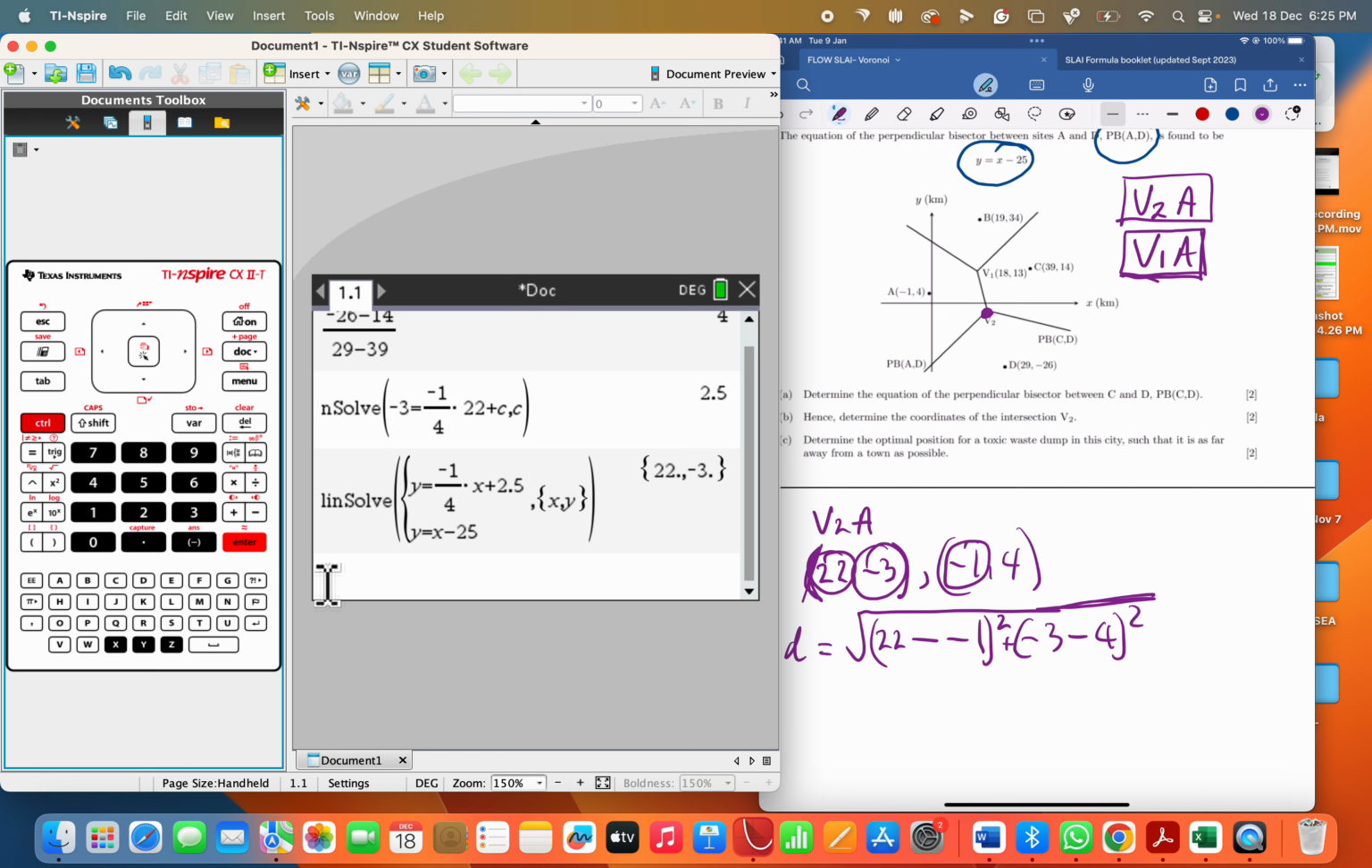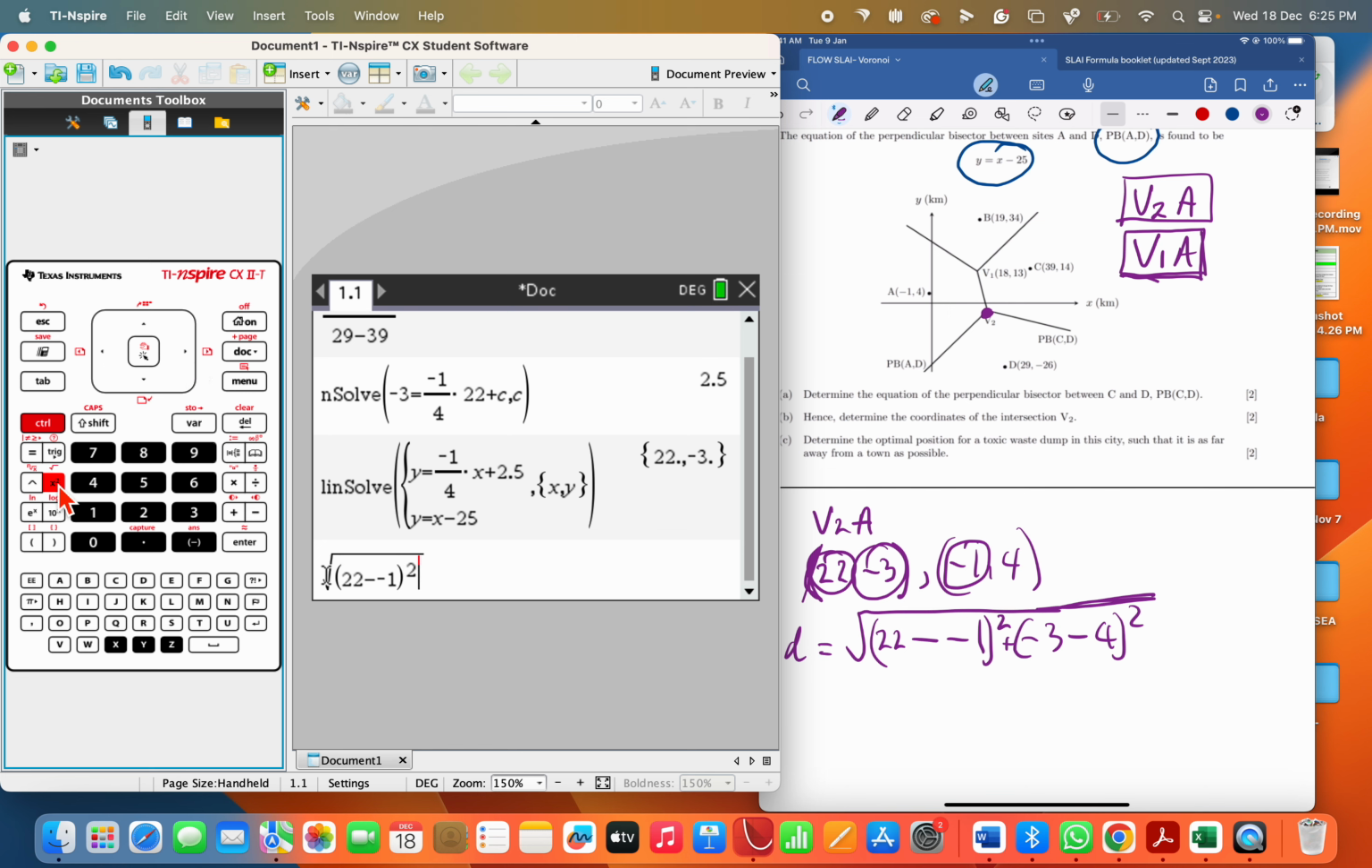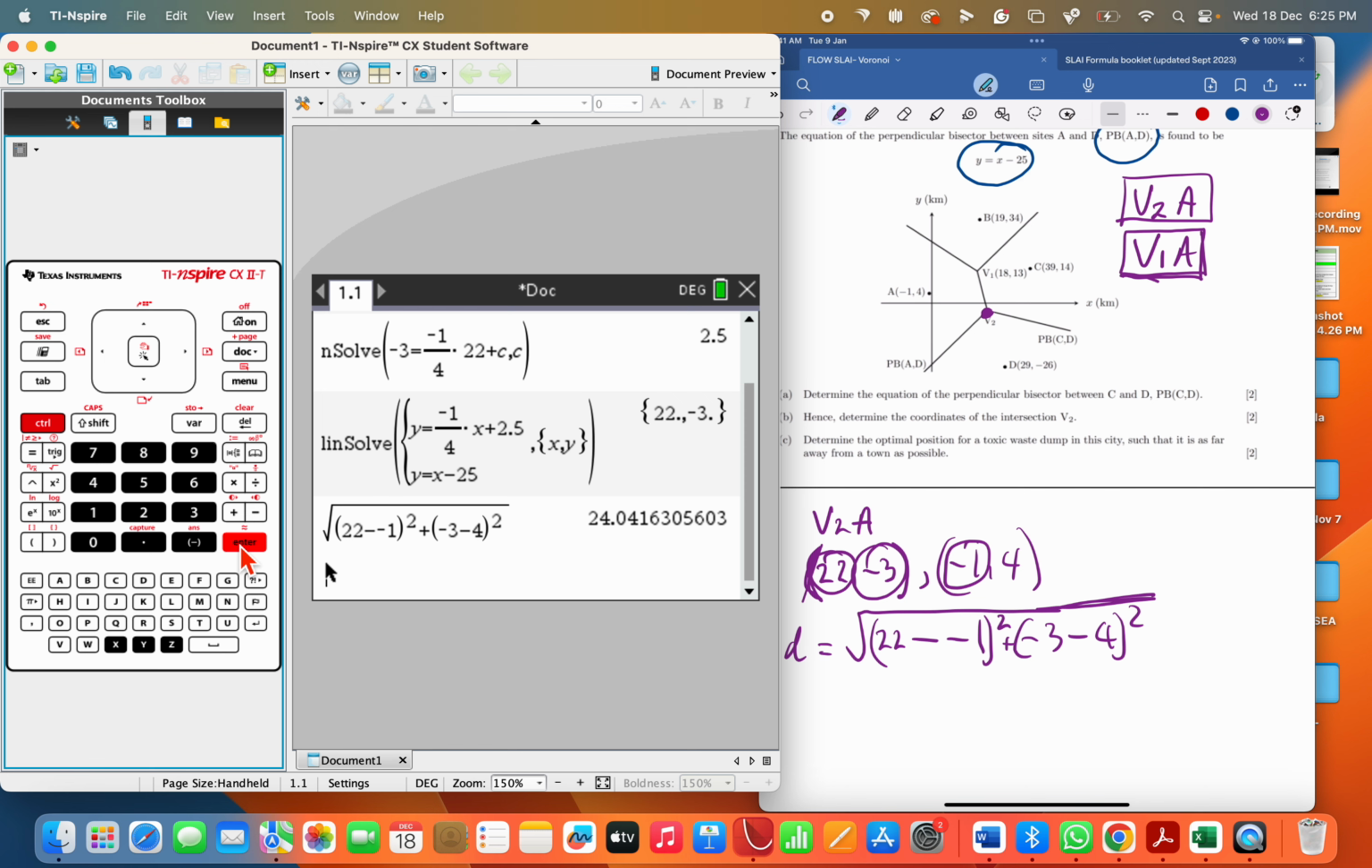Now when you write that on the calculator, you're going to press Control squared to get the red. Open a bracket, 22, the subtraction button, -1, arrow to the right, hit the squared. So we do it all in one go, we don't do it in pieces. And then plus, open bracket, negative, not the subtract button, the -3, subtract 4, arrow outside the bracket, and we square that and press enter. And then we get 24.04 kilometers.